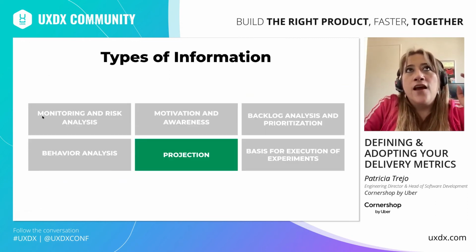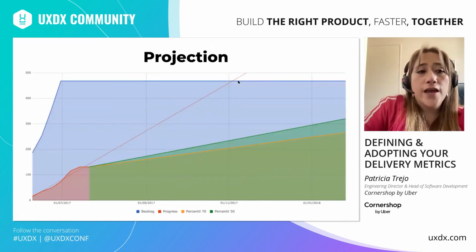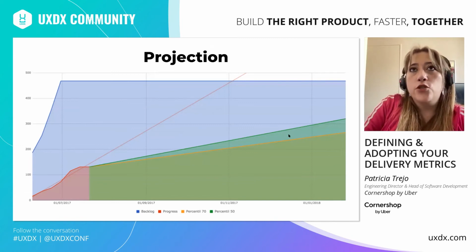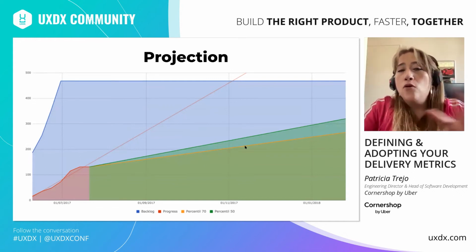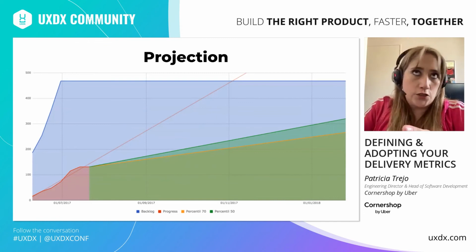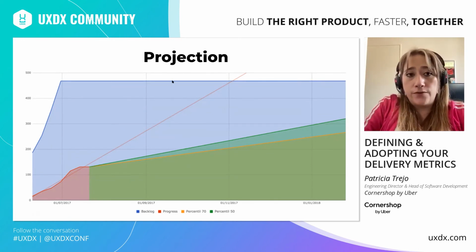The fifth type of information is projection, and in this case, I will show you the burn-up graph again. But now we have two new curves, the green and yellow one. These are curves and projections based on Monte Carlo statistical simulations, based on the team's delivery behavior, the red curve, and the existing backlog, which is the blue curve.